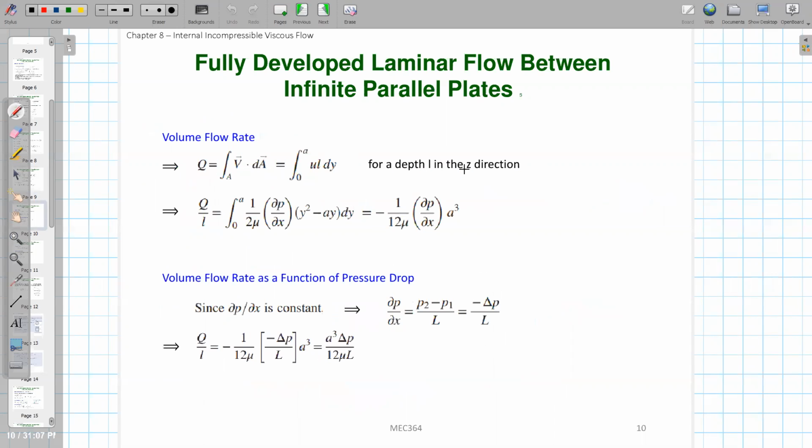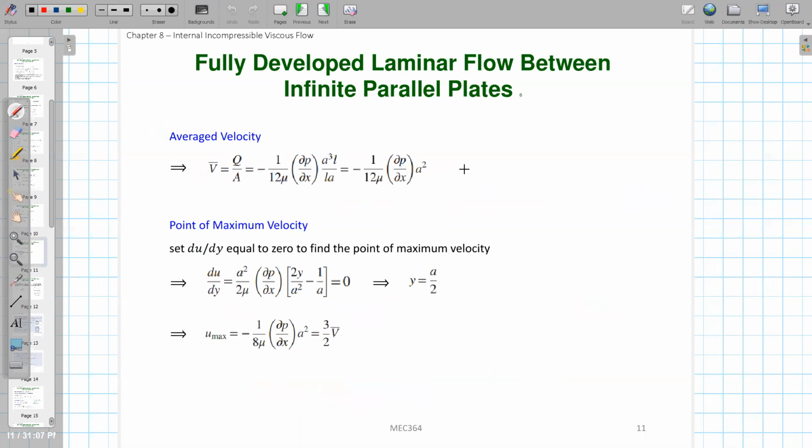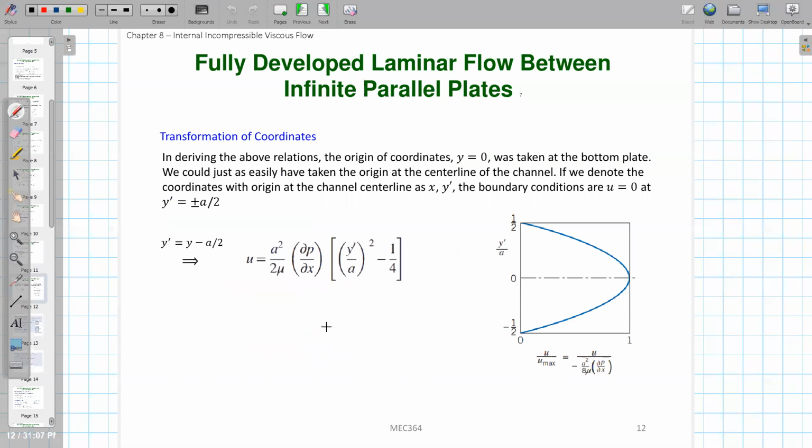One important thing I want to re-emphasize is that in these cases, the maximum velocity point happens at the middle line, the center line, and its value will be 1.5 times the average flow velocity. So this is for the flow between two stationary plates. If we change the boundary condition a bit, we have the second case.